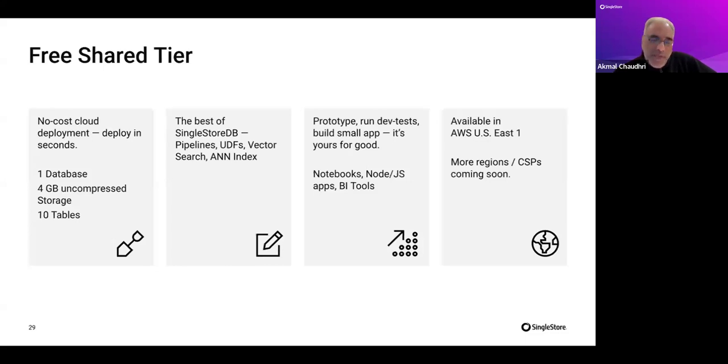We have notebooks. I'll show you that momentarily. If you're using other development platforms like Node, for example, or even plugging in BI tools, I use Metabase a lot simply because it's free. It's just a jar file. Then I can connect that and build my pie charts and visualizations very, very quickly. Currently, the free tier is available in AWS US East 1. Again, I'll show you this momentarily, but we hope to add more regions soon.